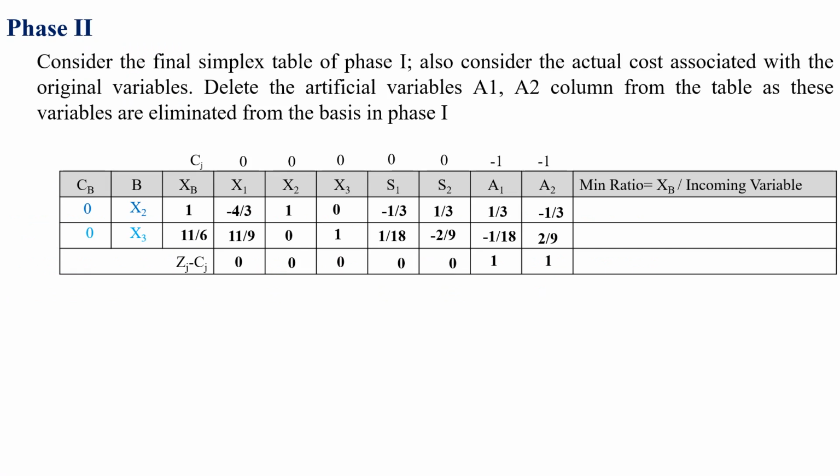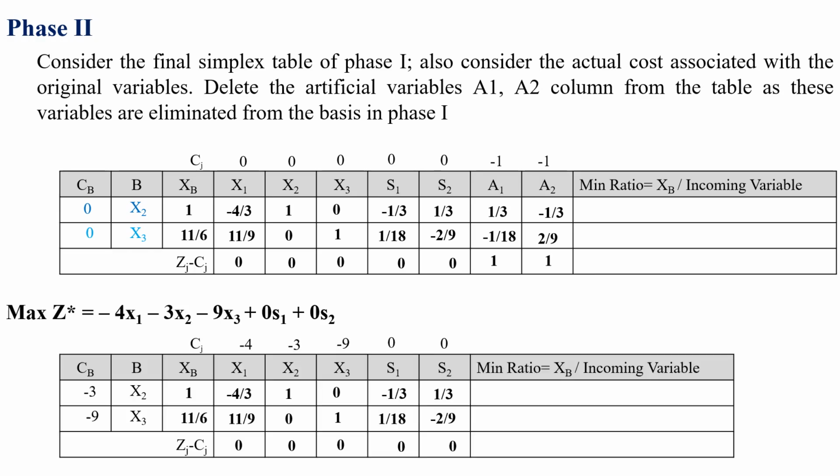In phase 2, consider the final simplex table of phase 1. Also consider the actual cost associated with the original variables and delete the artificial variables A1, A2 columns from the table, as these variables are eliminated from the basis in phase 1. Next, we have to modify the Cj values with the original objective function.